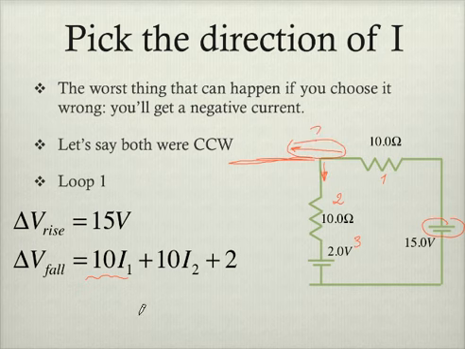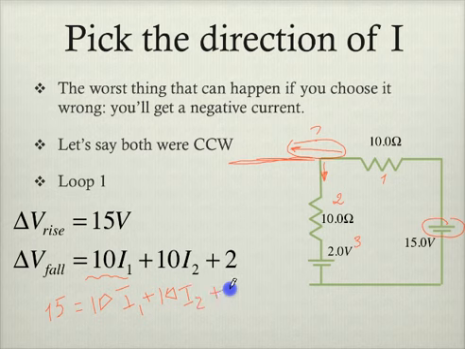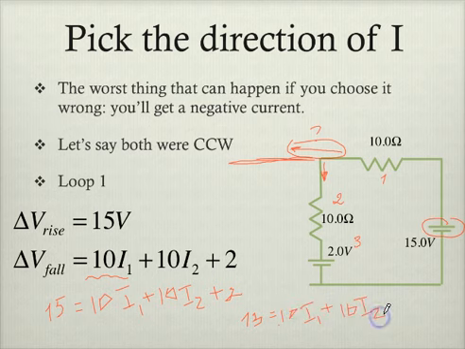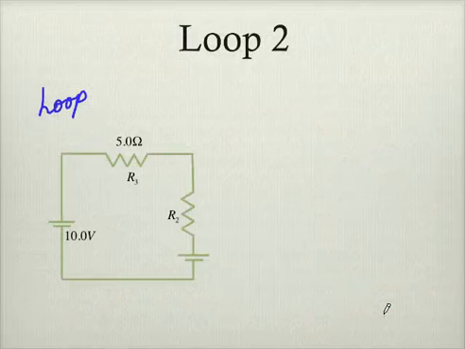So let's see. This is the rise, that's the fall, and they all equal, so I can say 15 equals 10I1 plus 10I2 plus 2, or I can even say 13 equals 10I1 plus 10I2, and that's it. All right, then that's my loop 1, my loop 2.